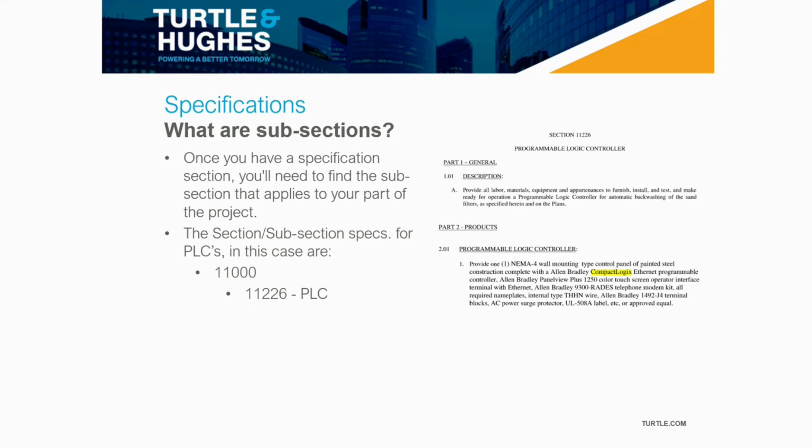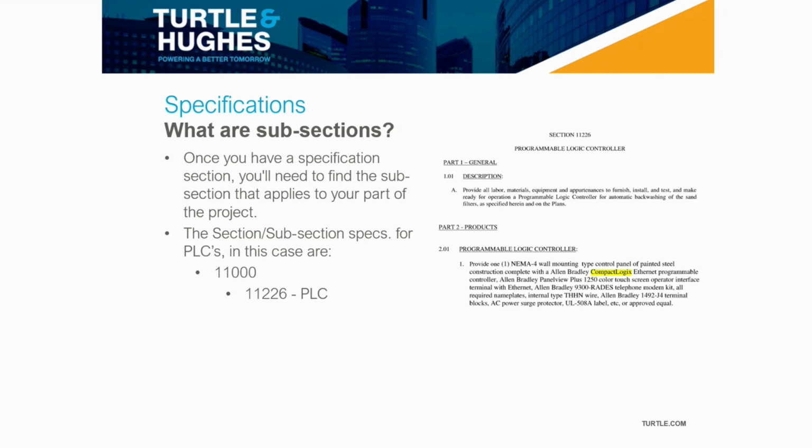One of the things you may notice, if you can read this particular screen, is that when you're looking at some of the sections, just because a project is new, it doesn't mean that all the contents in that section or that specification are also new or up to date. In this case, if you look there in that paragraph, you can see that the specification, this is a fairly new job, is actually calling for the use of a Rockwell 9300 RADES, which is a telephone modem kit.